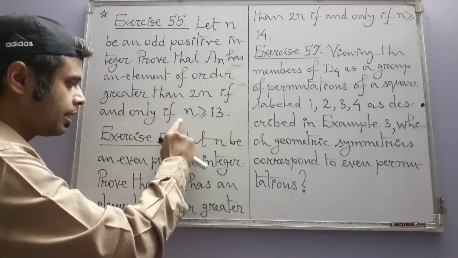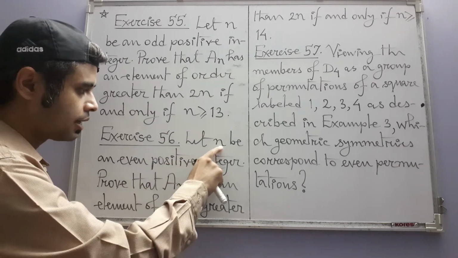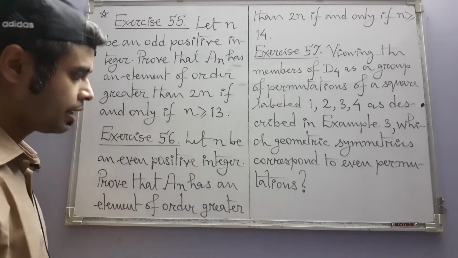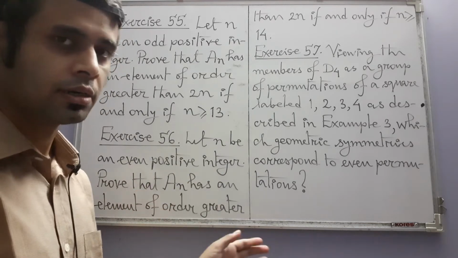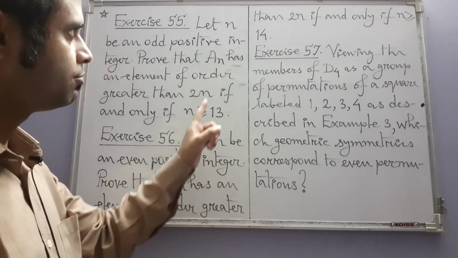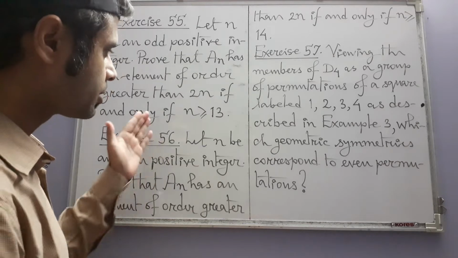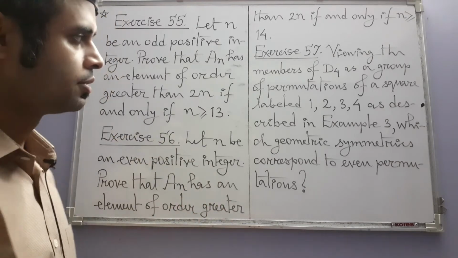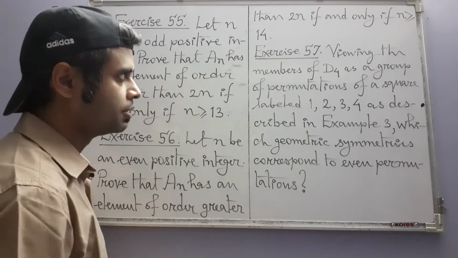And just like that, you have this next one, where instead of an odd n, now you have an even n. And in this case, again, A_n has an element of order greater than 2n if and only if this time n is at least 14. Okay, so these two I am leaving to you. So let us now see this next one, exercise 57.